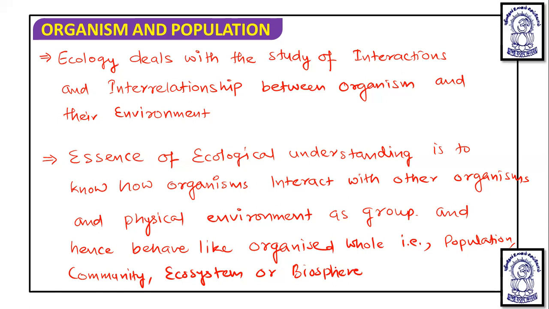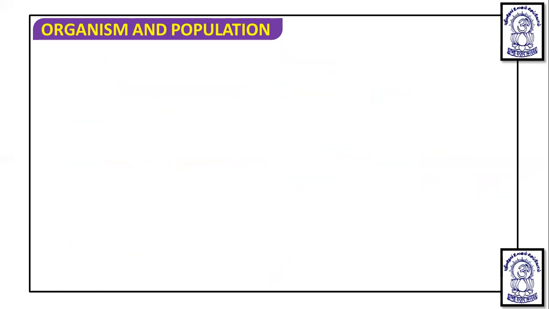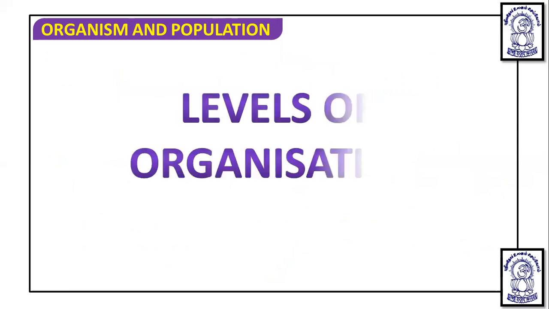So this chapter describes all this, emphasizing more on the organismic and population level. And in that, first we talk about the levels of organization. Levels of organization are important to understand this chapter. Organism and population are the two levels about which we are going to discuss in detail in this chapter.